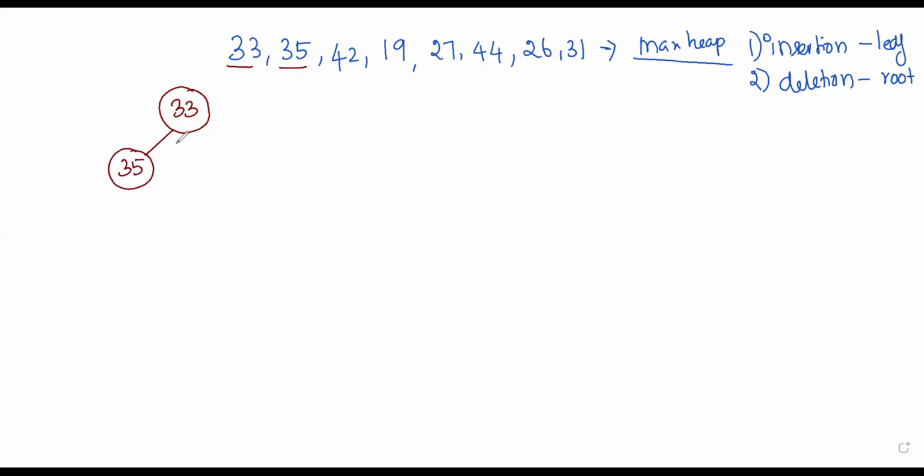Okay, so I have created it. Next, since it's a max heap, I have to check with its parent. How is the parent checked? This parent is 33. Max heap means the parent should have the largest value. So 35 is greater than 33, so just swap it. 35 comes here and 33 will be here.